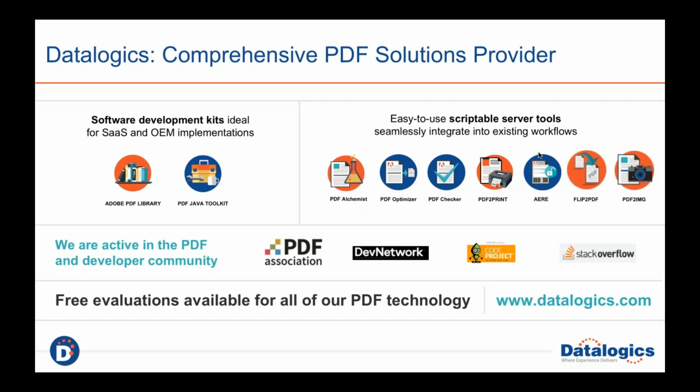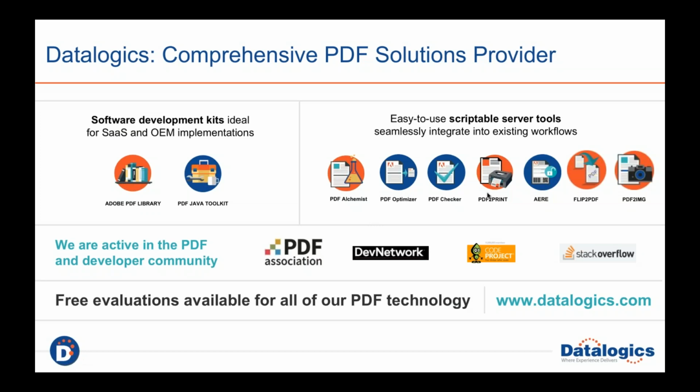Datalogics as a whole provides a wide array of tools. We've talked about the Adobe PDF Library. We also have a pure Java toolkit that's available. This is for whether it's your traditional implementation of a software development kit or of a library, or for software as a service. And we've got several other easy-to-use scriptable server tools. PDF Alchemist is a product that deals with extracting data out of a PDF, getting information out of a PDF and making sense of it. We've talked about PDF Optimizer and PDF Checker.